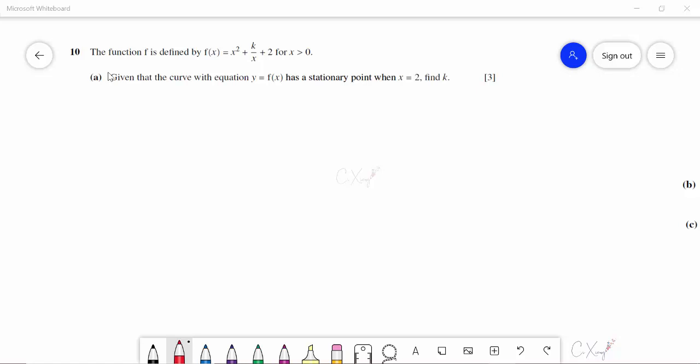Okay, so question number 10. They give you a function, and the domain given is x greater than 0. For the first part, they tell you that the curve y equals f(x) has a stationary point when x equals 2, and they want you to find the value of k. A stationary point can be either a maximum point or a minimum point. When you want to find the maximum or minimum point, generally we need differentiation. So this is my function f(x).